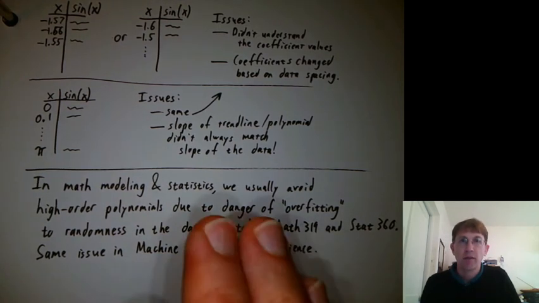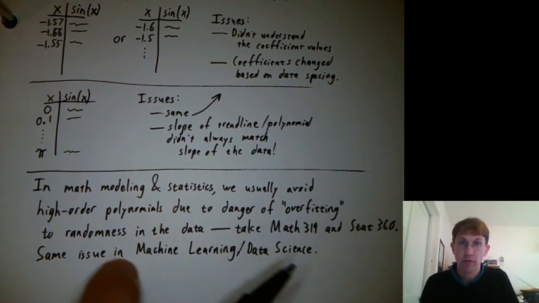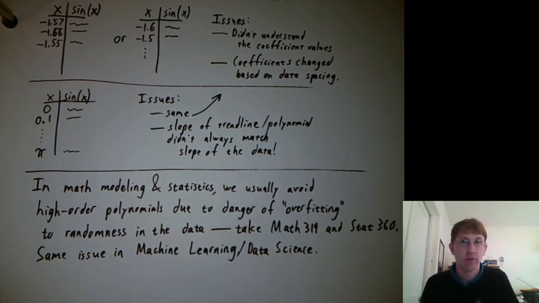So even though we're going to be using high order polynomials here in chapter 8, that's because we have no noise in the data at all, and you should really not do that if you have any noise or randomness in the data.